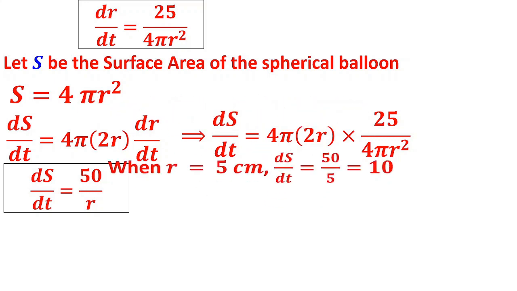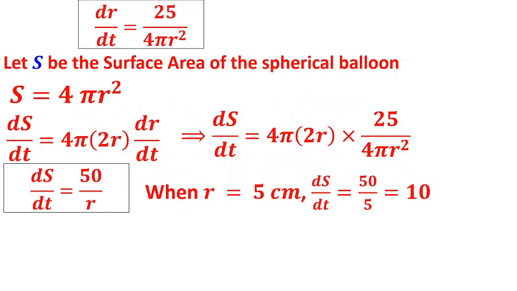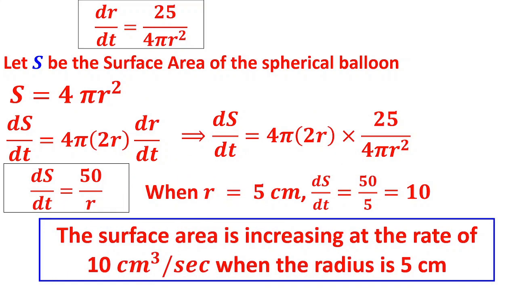But they want to know what will happen to the rate of change of surface area when r is 5 centimeter. Therefore you are getting plus 10. The surface area is increasing at the rate of 10 centimeter square per second when the radius is 5 centimeter.